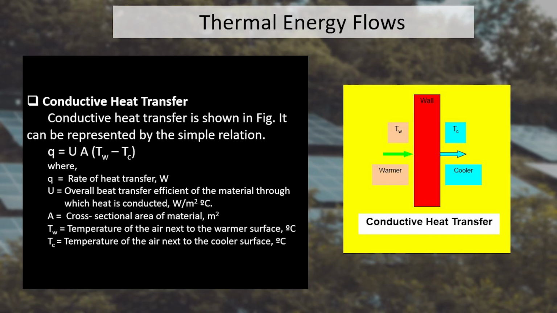The conductive heat transfer can be represented by a relation, that is Q equals U A (TW minus TC), where Q is the rate of heat transfer in watts, U equals the overall heat transfer coefficient of the material through which heat is conducted, A is the cross-sectional area of the material, TW equals the temperature of the air next to the warmer surface, and TC is the temperature of the air next to the cooler surface, and the temperature is in degrees centigrade.